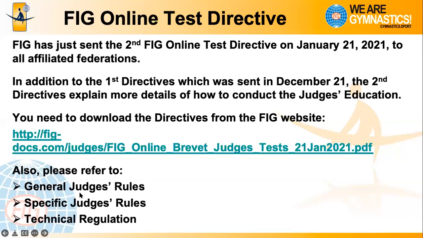Of course, you need to download the general judges rule and specific judges rule, as well as the technical regulation. They're all on the FIG website, but please be careful. You download the 2022 version, okay? Because there are many from the last version as well.